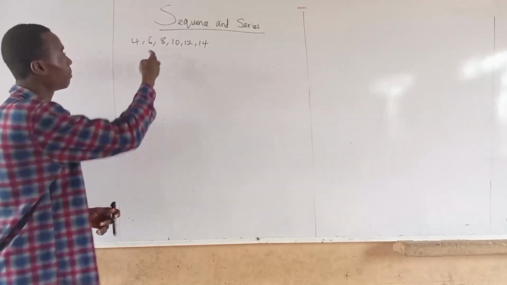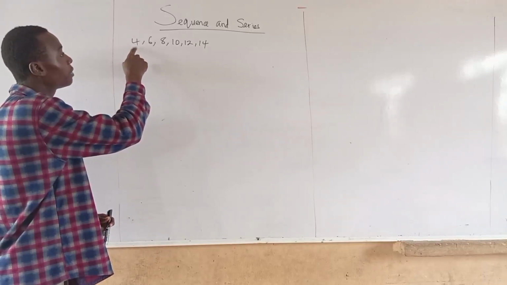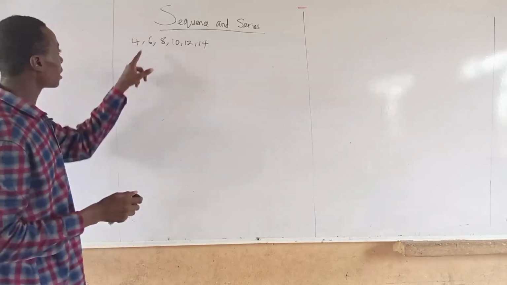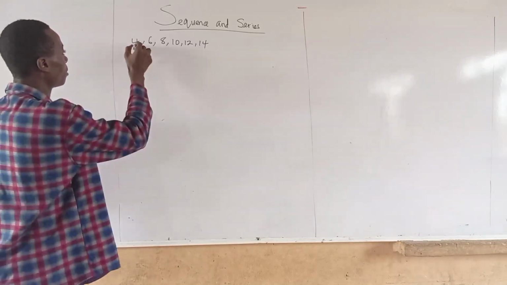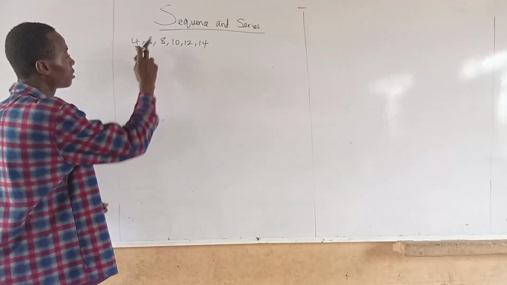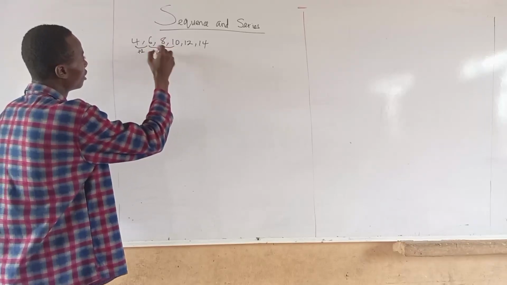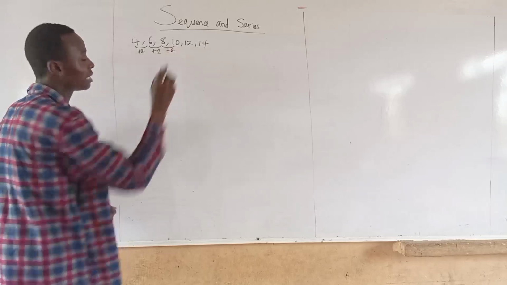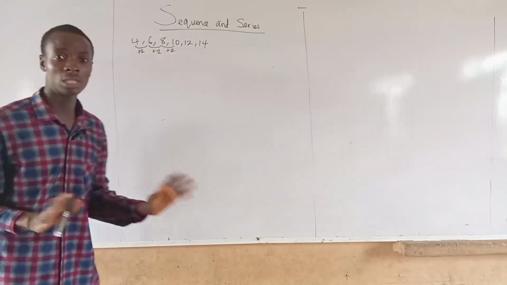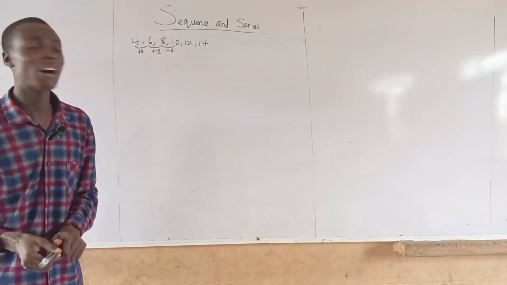But we get each term from the term that comes before it. If you want to get this term, you are going to add 2 to this previous term, which is 4. 4 plus 2 is 6. And to get 8, 6 plus 2 is 8. 8 plus 2 is what? 10. That's the pattern. We get each successive term from the term that comes before it. Hope you understand. So that is a sequence. So we define a sequence.